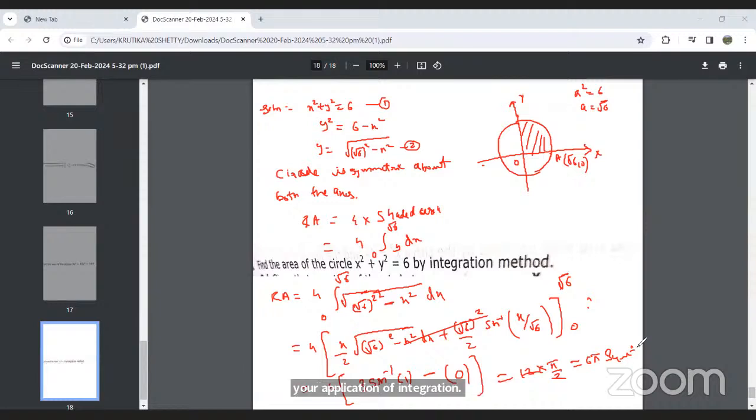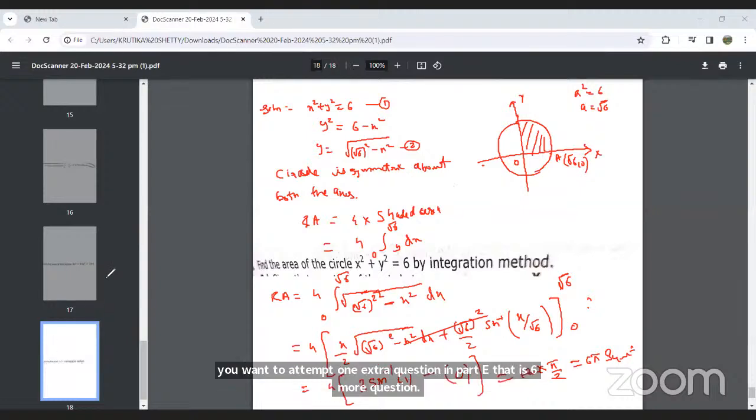So next again we will be shifting our focus to the 6 mark questions now, 6 mark question on integration. If you want, you can get ready with this 6 mark question, or we have already discussed LPP. If you are perfect with LPP, need not worry about this question. Or if you are not perfect with LPP, or if you want to attempt one extra question in part E, that is the 6 mark question, then you need to prepare the question on properties of definite integrals.